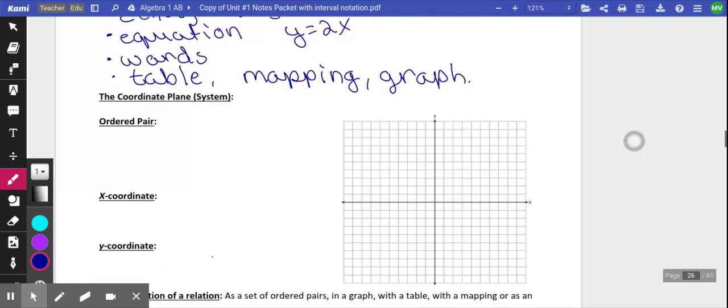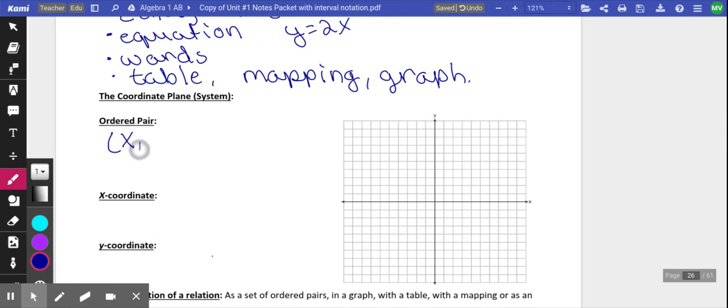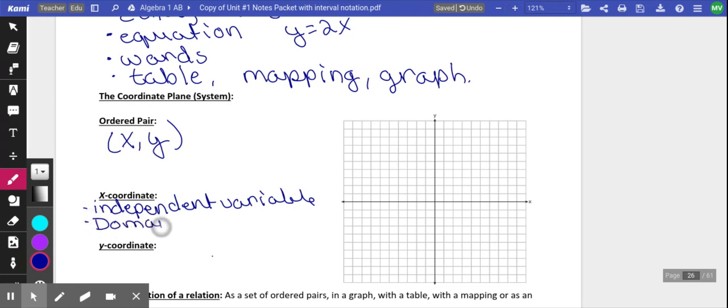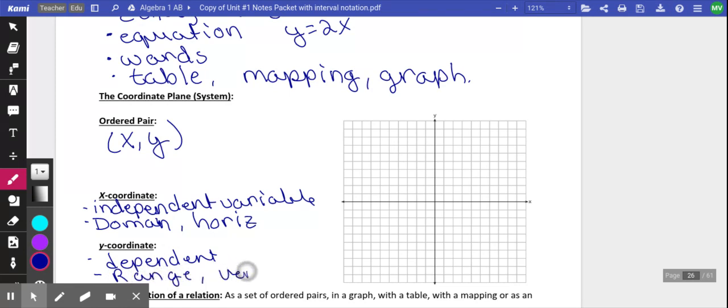So when we're talking about the coordinate system, an ordered pair is always x comma y. Your x coordinate is always your independent variable. It is also known as the domain, and it's always the horizontal. The y coordinate is the dependent variable, which is always the range, and it's the vertical axis.